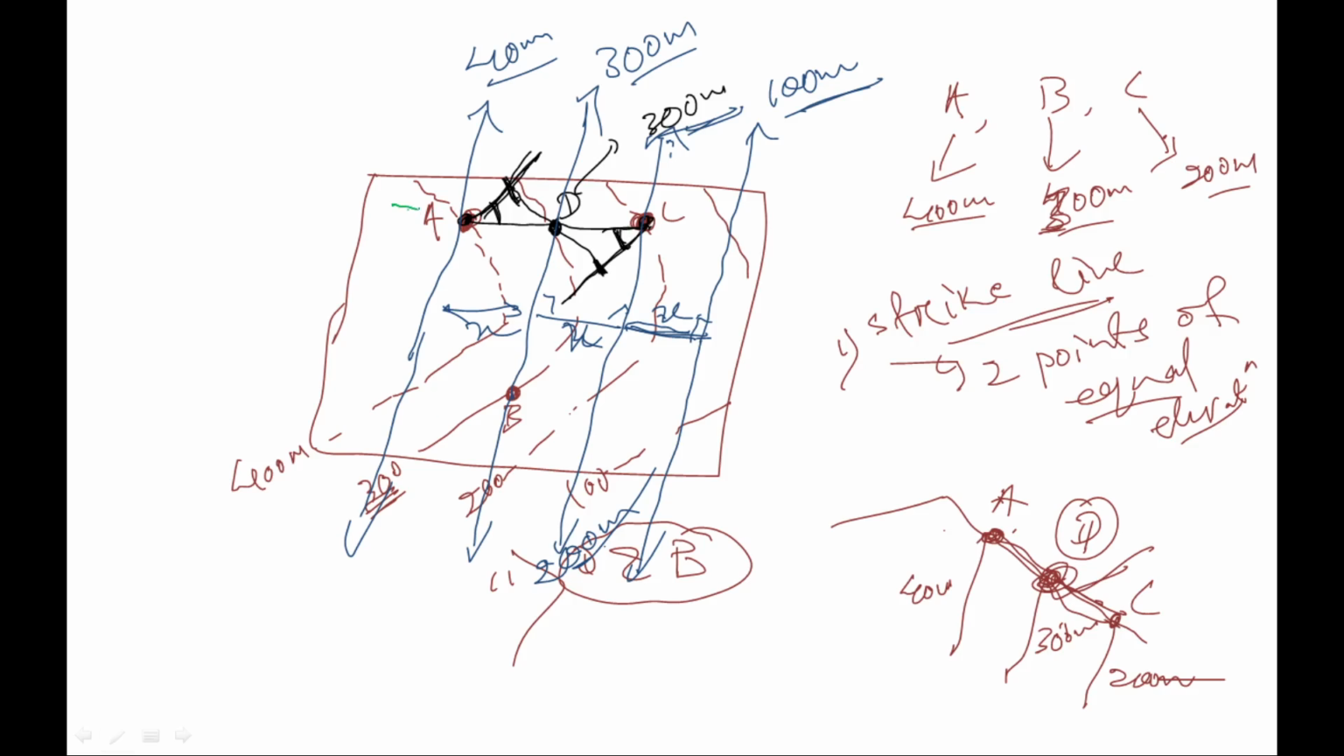A 400, 100, like this, 100, 400. Then you can join them, right. Now the bed is like this, the plotting of outcrop.